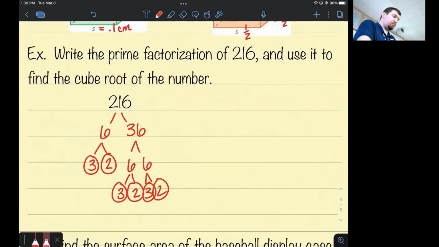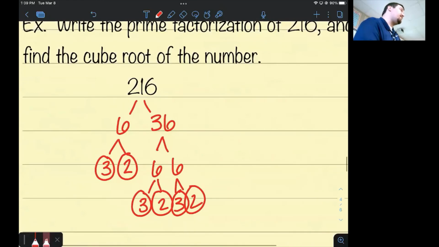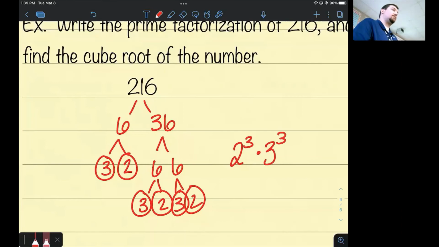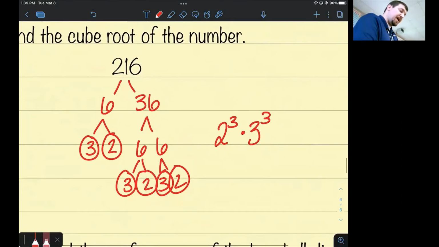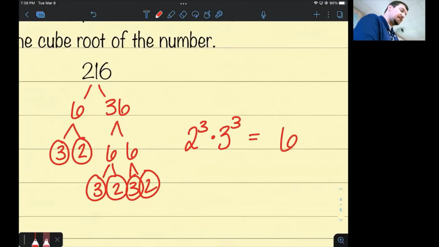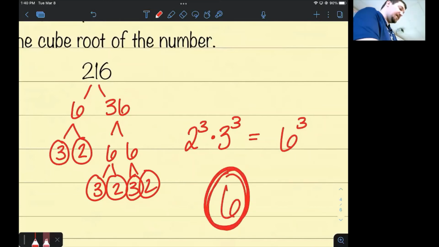It says use it to find the cube root of the number. Well, how would I know what that is? If I write the prime factorization out using exponents, I would get 2 to the 3rd power times 3 to the 3rd power, which is the same thing as 2 times 3, 6 to the 3rd power. Double check that. What's 6 cubed? 216, isn't it? So the answer of this is not 6 cubed. The answer is actually 6. 6 is the cube root of 216, but you can use the prime factorization. It happens to be on this one, but they're both raised to the 3rd power.